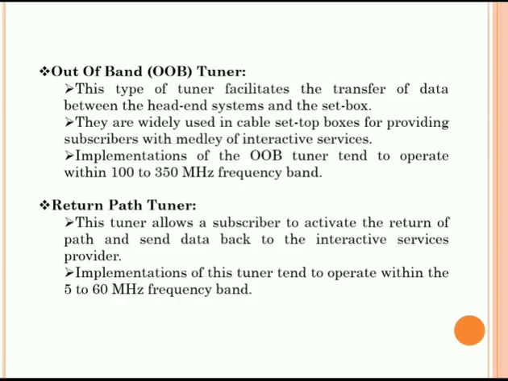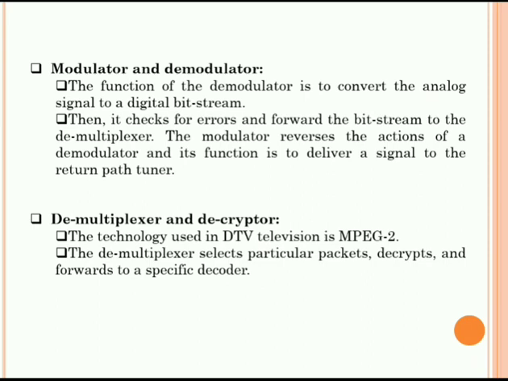Now let us see the next point, that is modulator and demodulator of that particular receiver circuit. The function of the demodulator is to convert the analog signal to the digital bit stream. Then it checks for errors and forwards the bit stream to the demultiplexer. The modulator reverses the actions of the demodulator and its function is to deliver a signal to the return path tuner. That is the purpose of modulator and demodulator here.